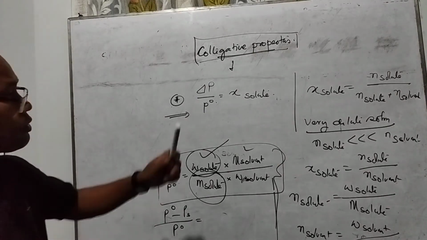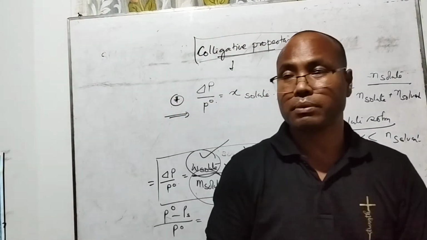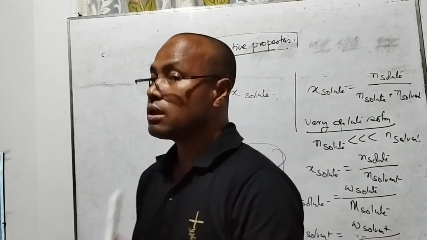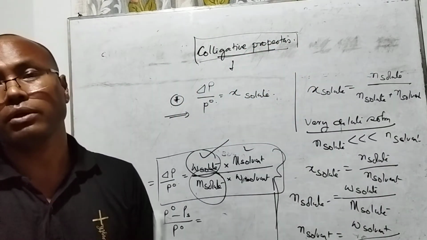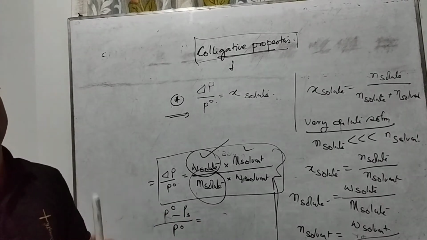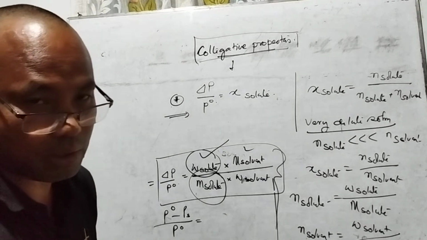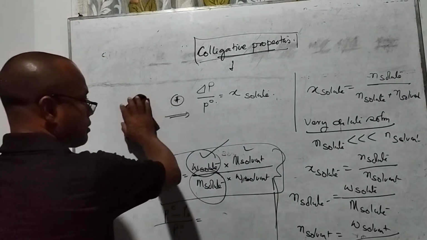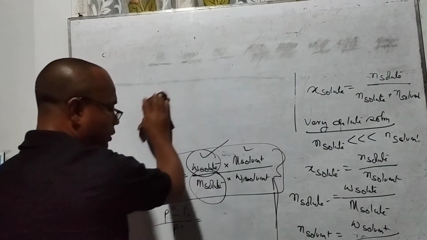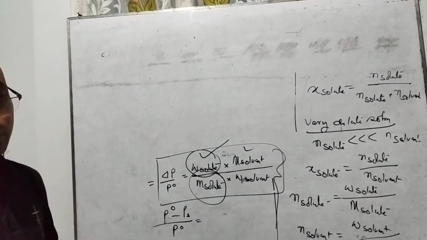So here, one of the important things is that this colligative property can be used to calculate the molecular mass or molar mass of the solute. This is one of the approaches to calculate the molecular or molar mass. Now, this expression we can convert into a concentration term.